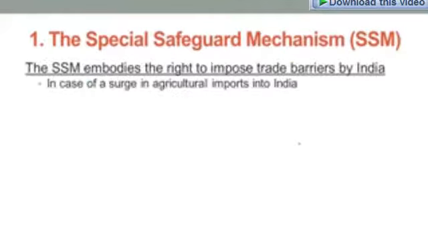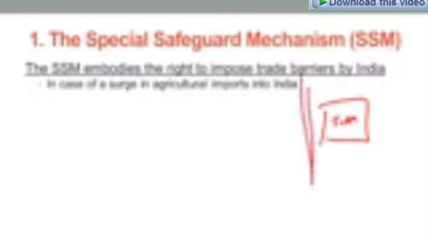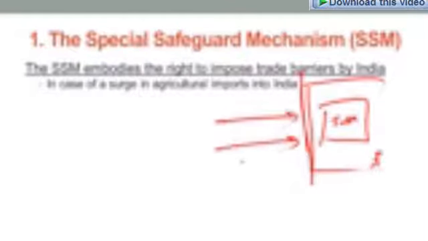First, special safeguard mechanism. Now it's very, very simple. This is India. Okay. This is India's border. Okay. This whole thing is India. Now, suppose wheat is very important in India because a lot of our farmers are depending on wheat. Now, suppose India is importing some wheat. Okay. Now, suppose there was a big surge of wheat. For example, for some reason, a lot of wheat was produced in the world. So what will happen? A lot of import of wheat starts happening.